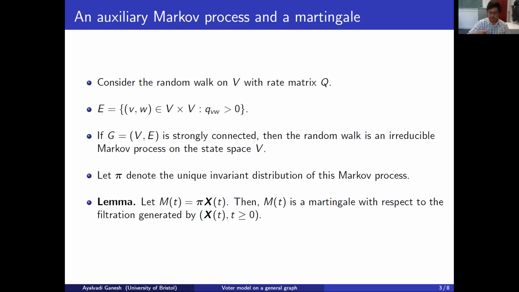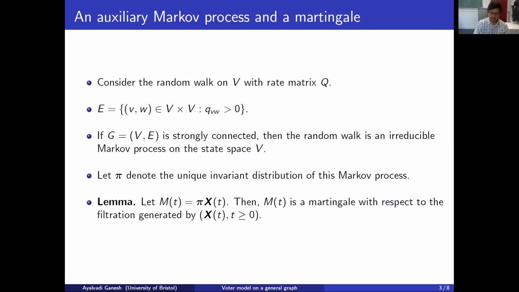Another Markov process is a random walk on the graph. So this is a Markov process whose state space is the vertex set, not the set of configurations, just the vertex set. And under the assumption that the graph is strongly connected, which we'll make from now on, this random walk on the vertex set is irreducible. It's a Markov process, and it has a unique invariant distribution, which we denote by pi.